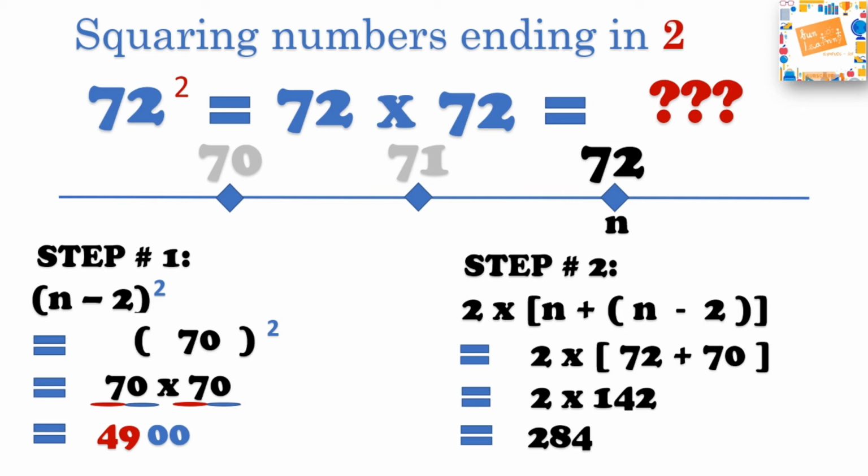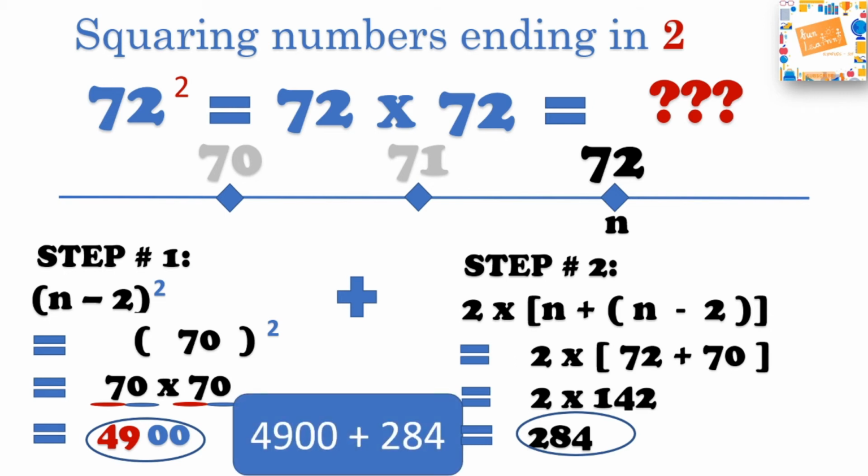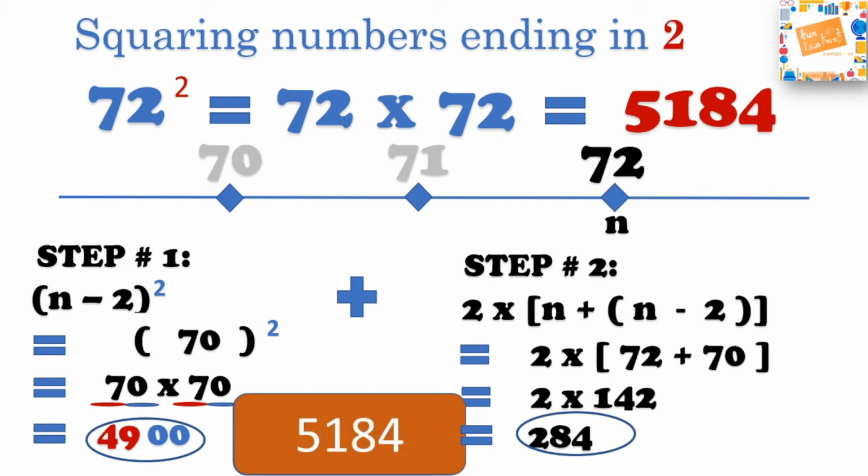And now to come to the final answer, we just need to add the answer of step 1 and step 2, which will give us 4900 plus 284, and that is our final answer, that is 5184. 5184 is the square of 72. Try on your calculator and you will agree with me.